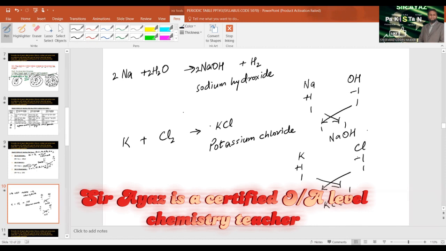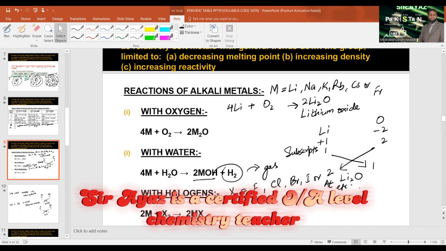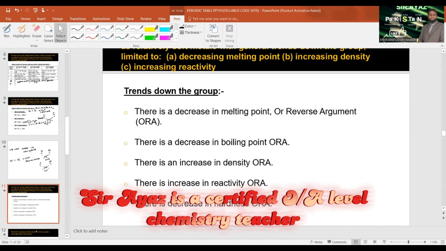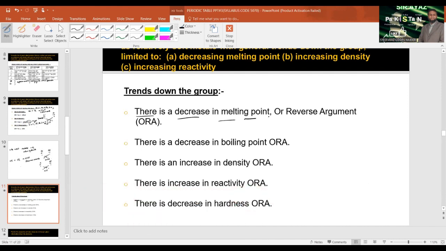Now let's balance the equation. Write 2 here, 2 here. Now it's balanced. In the same way, you can predict the reactions of other alkali metals with oxygen, water, and halogens. Now let's talk about the trends down the group. So there's a decrease in melting point. There's also a decrease in boiling point.